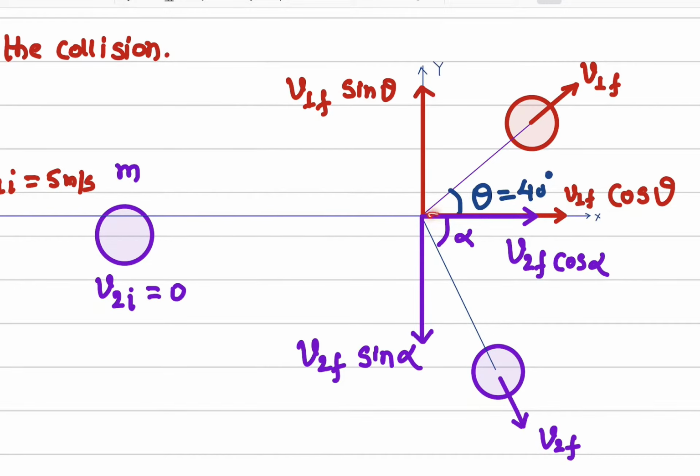All you have to do is resolve this velocity into two components. This component will be the cosine component and this will be the sine component. Similarly, resolve this one into two components, one along the x-axis and another along the y-axis. This component will be cosine and this component will be sine.